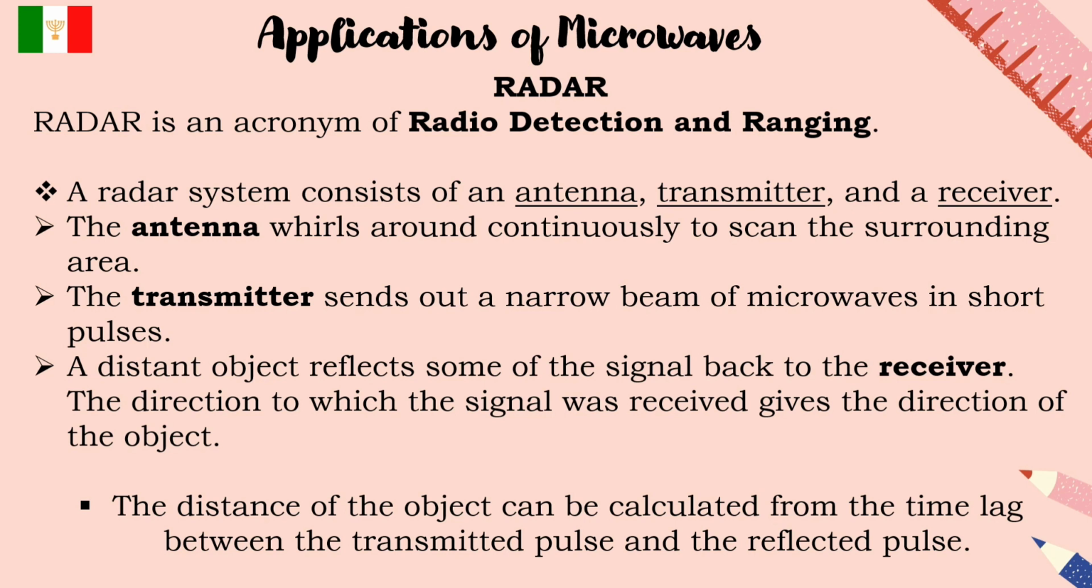The transmitter sends out a narrow beam of microwaves in short pulses. A distant object reflects some of this signal back to the receiver. The direction from which the signal was received gives the direction of the object. The distance of the object can be calculated from the time lag between the transmitted pulse and the reflected pulse.